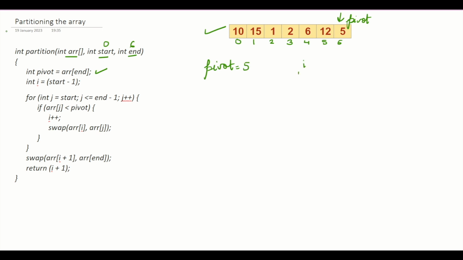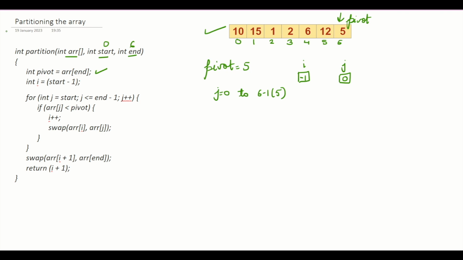Here I maintained a variable I and we will see its use in the further statements. We will initialize I with the value start minus 1. So start is 0, so I will get the value minus 1. J is the loop counter which is initialized with the value of start, which is 0. This J loop will run from 0 to end minus 1. The value of end here is 6, so 6 minus 1, it is going to run from 0 to 5.